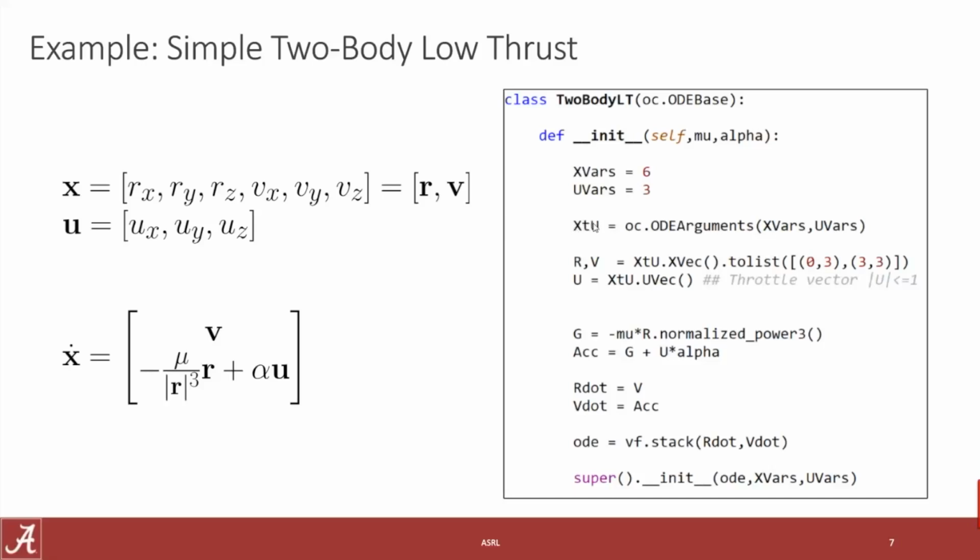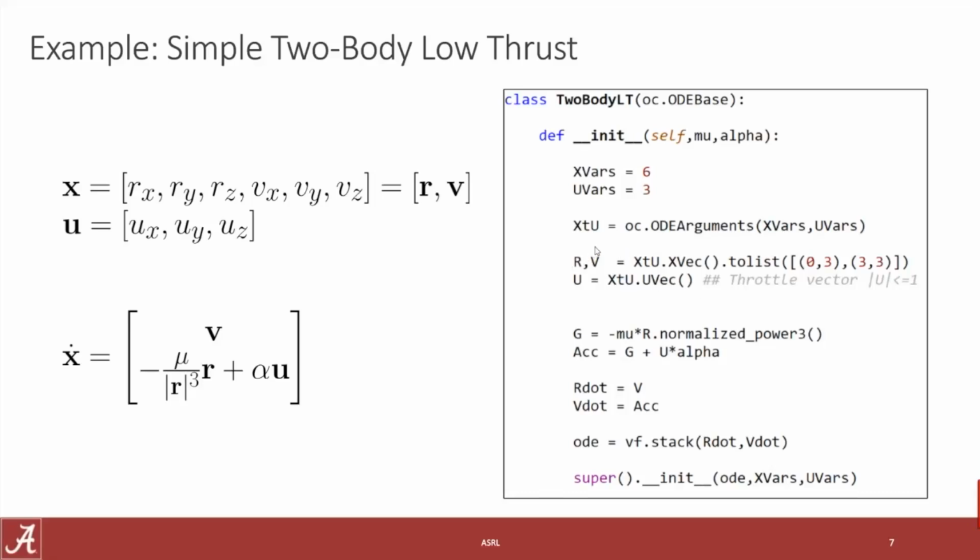This is now a size 10 special vector function that uses the ODE arguments, knowing that it has 6 states and 3 controls. So this structure right here is a special type of ASSET vector function. The first 6 indices are states, index 7 is time, and the last 3 indices are control.